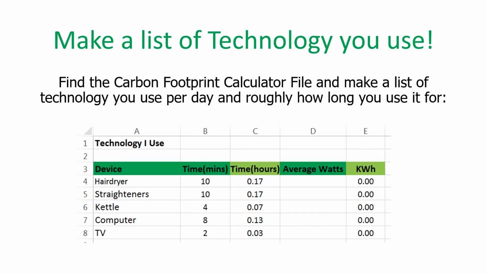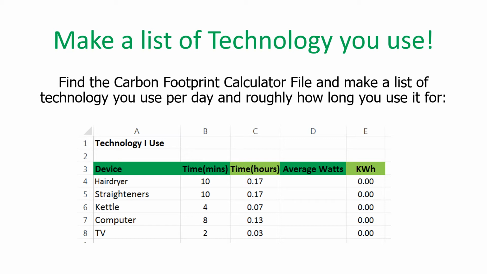So what I would like you to do is open up the carbon footprint calculator file that I've attached to this notification. And I would like you to have a look at the list of activities that you compiled at the start of this lesson and transfer those into this spreadsheet. So as you can see, I've just done some examples. So there's a hairdryer, straighteners, a kettle, a computer, and a TV. These are all of the things that required me to use technology.